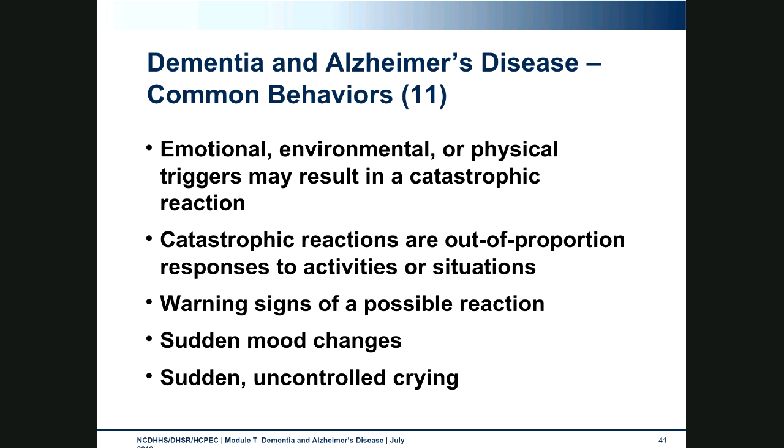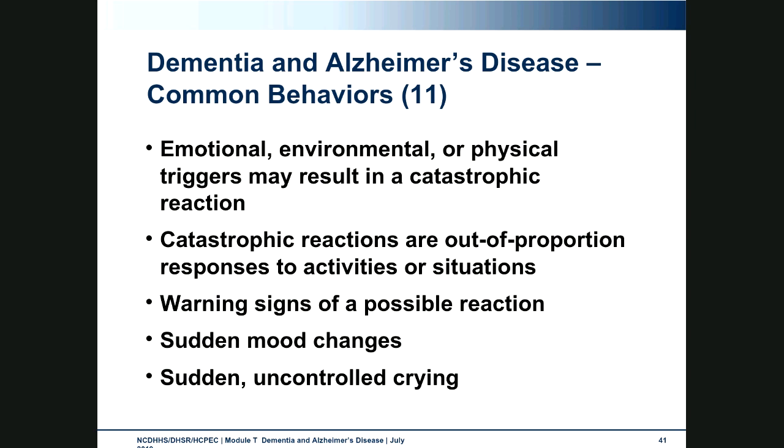Catastrophic reactions. Emotional, environmental, or physical triggers may result in a catastrophic reaction. So it is important to really kind of know what those triggers are so you can avoid them if at all possible. Because these reactions are so out of proportion generally to what's going on around them, we may not see them coming.